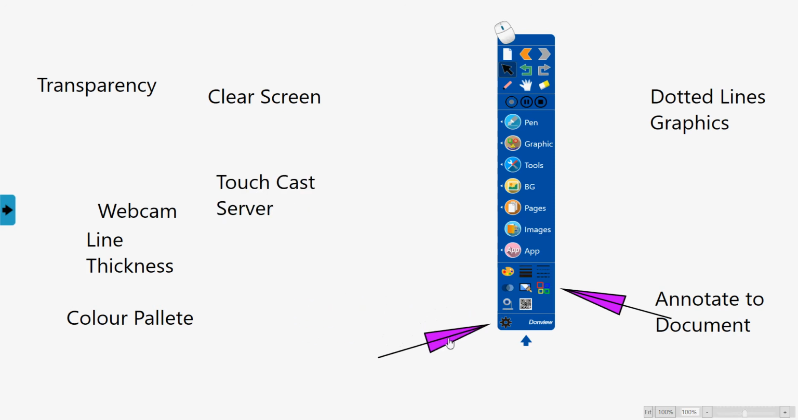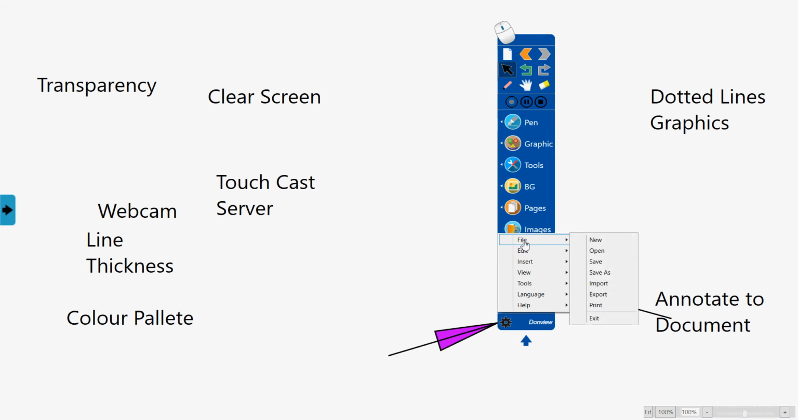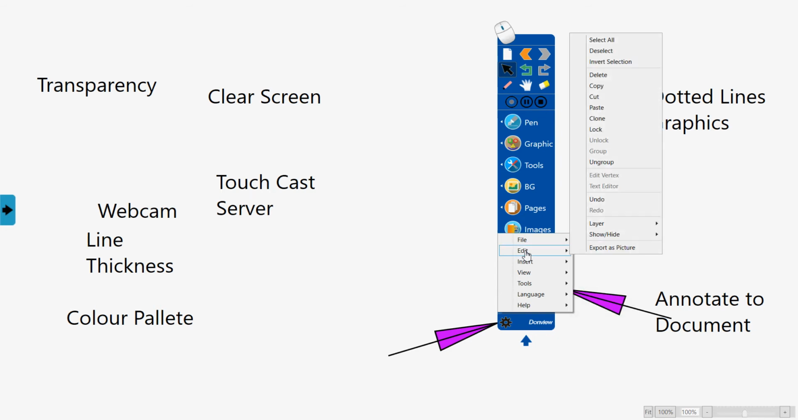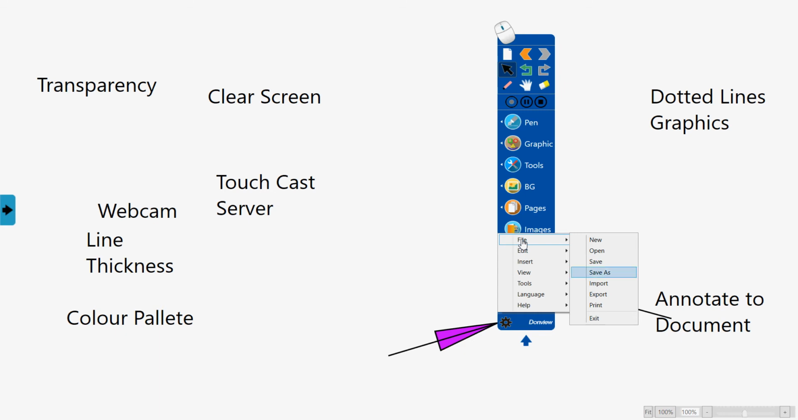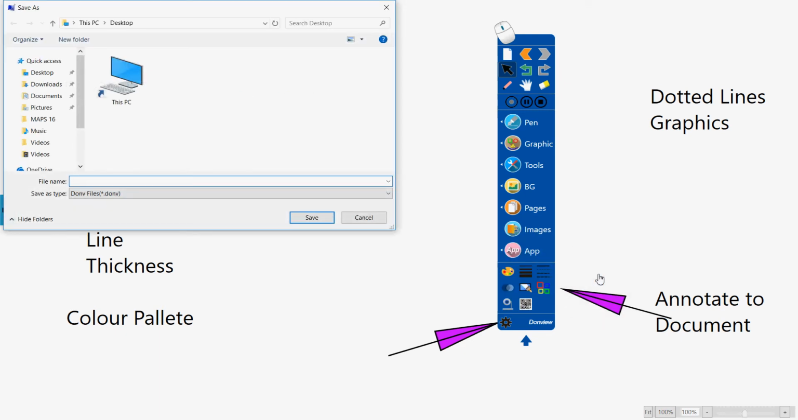Down the bottom we have a little wheel icon, and this one is our settings. So from here we can save our file, open new files, import, export, all the usual Windows type of options. We've got some edit options. Under the file Save As, this one's particularly handy. So anything that we've worked on in the pages of the current presentation, we can save as a Donview file. This is basically a lesson plan or a teaching file which we can open later on and reuse, or we can add to, and we can even share with other teachers.